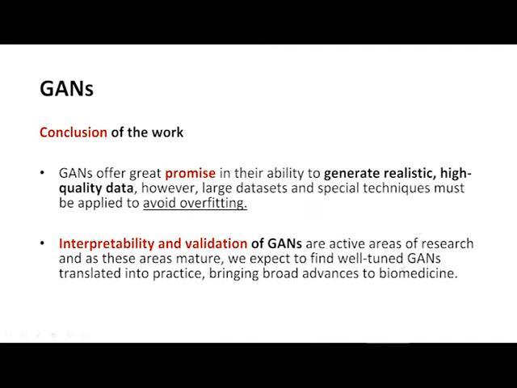In conclusion to this literature review, we found that GAN offers great promise in its ability to generate realistic, high-quality data. However, it needs large data sets and special techniques to overcome the overfitting problem and allow generalization of GAN ability and success. The second thing is the problem of interpretability. GAN is unable to show how it achieved this realistic, high-quality data. So interpretability and validation are active areas of research, and they are needed in order to translate GAN into decision-making and clinical practice.